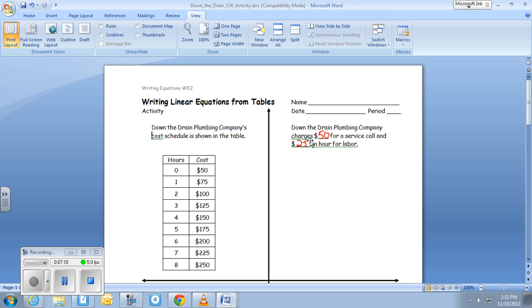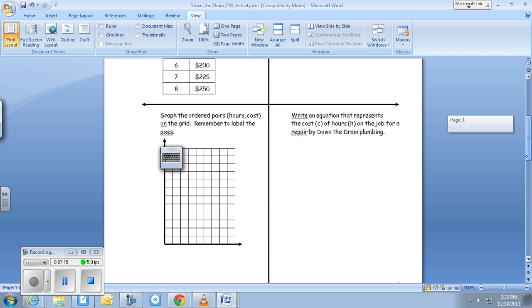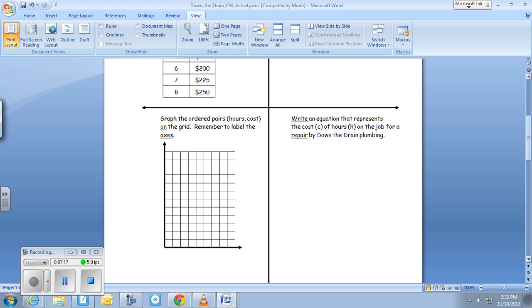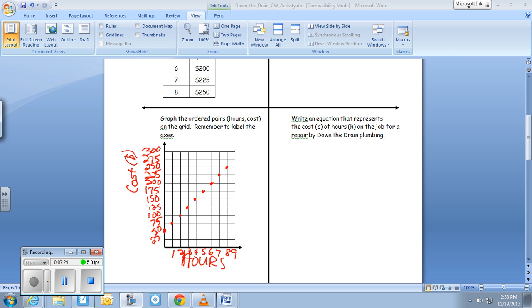So let's move up to the bottom part of this chart. Graphing the ordered pairs, what I did was I went up every 25. So let me graph that. Okay, so I have my graph. I've labeled my axes. I have cost on my y-axis, hours on my x-axis, because the cost depends on the number of hours that he's working or she's working as the plumber. I do start out at a y-intercept of 50 just for the service call before any hours are worked.